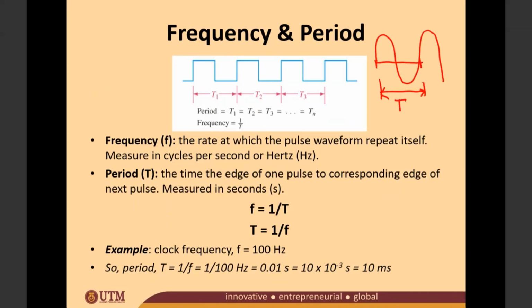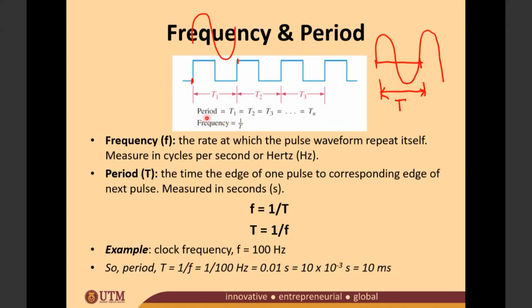Yang ni pun sama juga. Kalau kamu tengok ni, starting from here and ended here. Okay, so this is what we call it as one cycle. Okay, so this is your T. Okay, so one full cycle, kamu akan dapatkan dia punya T. So T is your period. And from this T, you can get the frequency. Okay, how to get a frequency? Frequency sama dengan 1 over T. So this is the formula.